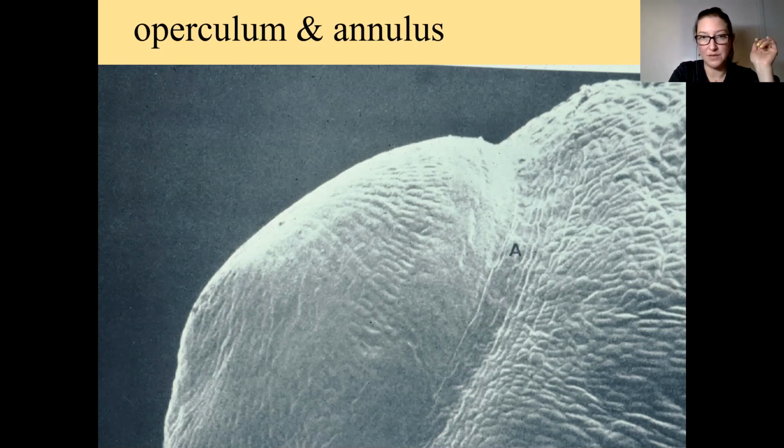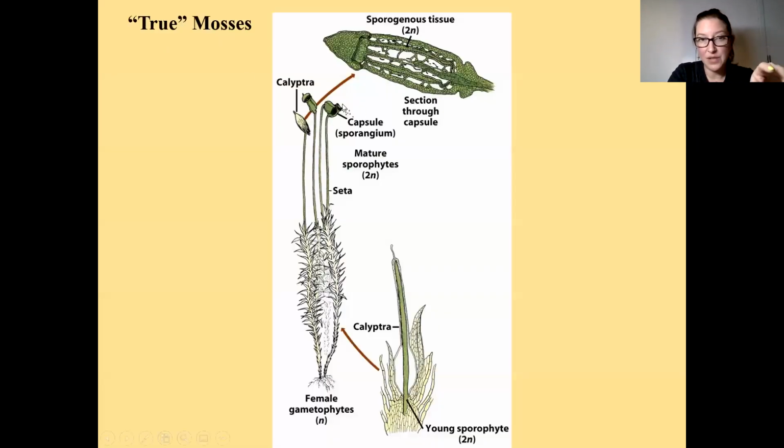So that's what we kind of see here. See how this one is open and you see those little dots coming out? That's because the annulus has allowed the operculum to fall off. And so now the spores can be released.